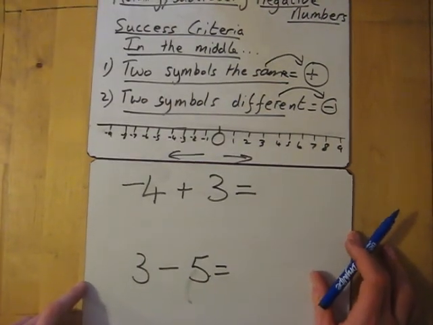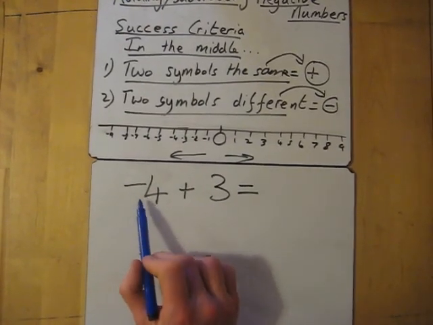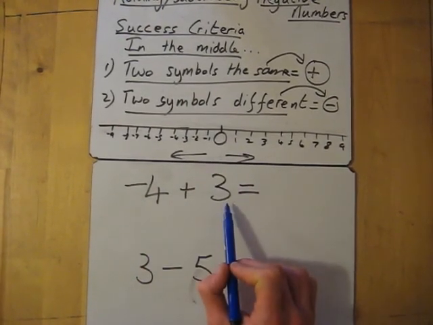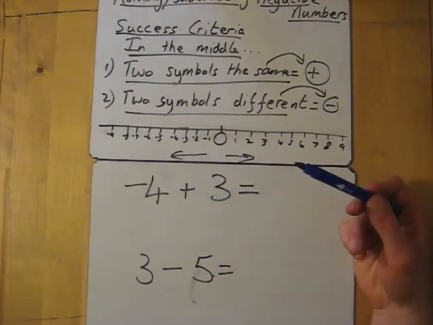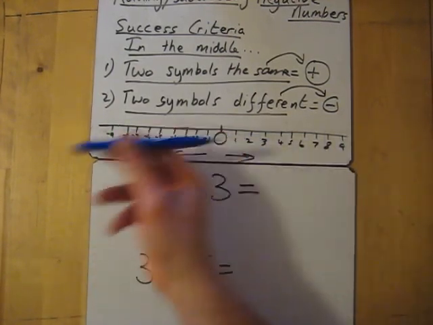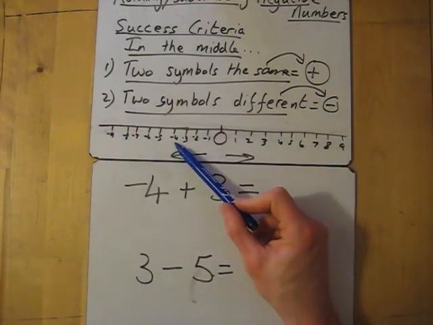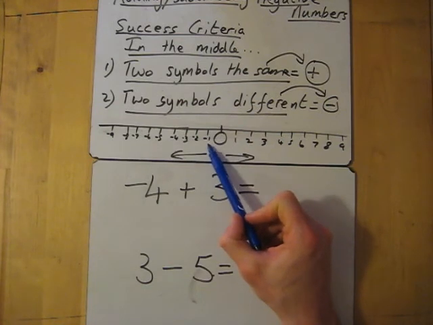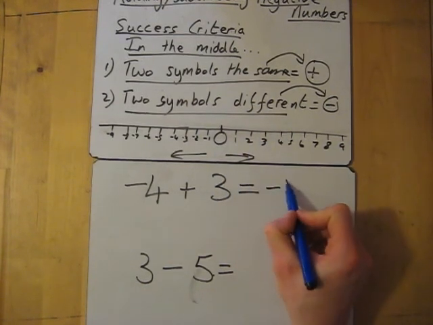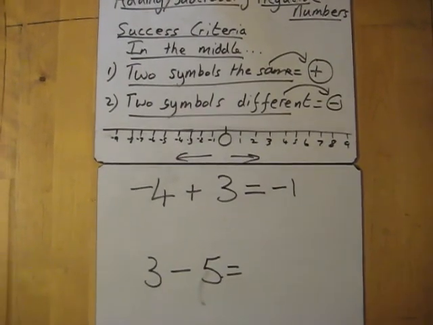So the first one we've got here is -4 add 3. If I look in the middle, it's just an add, so I have to add 3 onto it, so that means it's going to get bigger. So if I'm at -4 and I add 3, 1, 2, 3, that takes me to -1, so that is my answer.